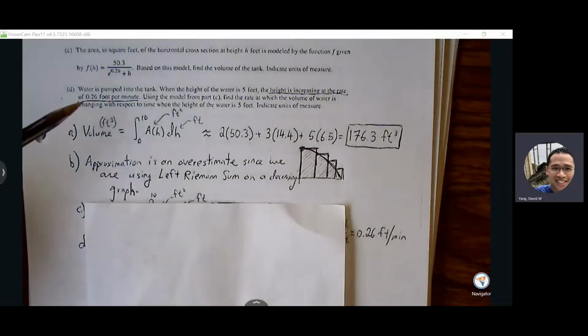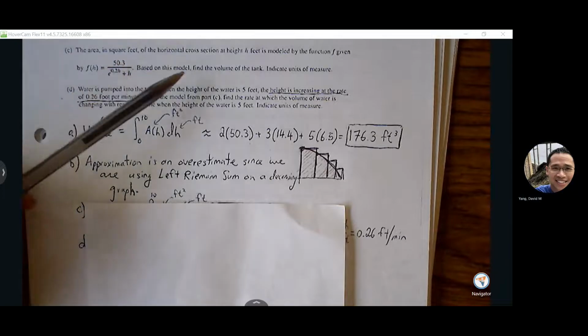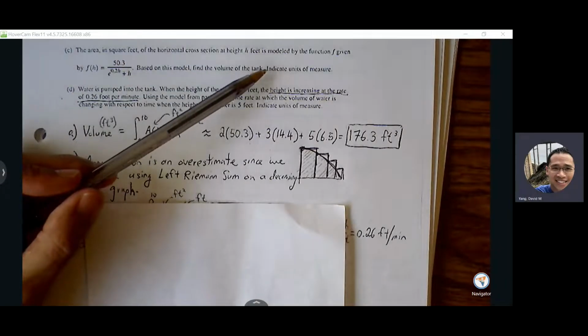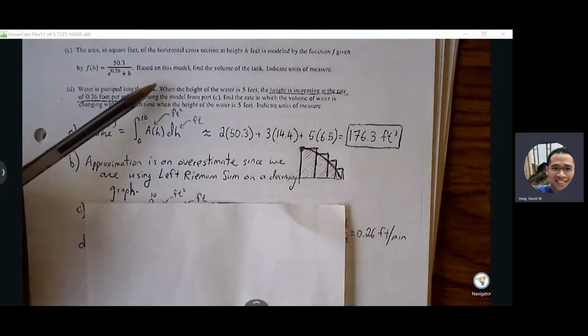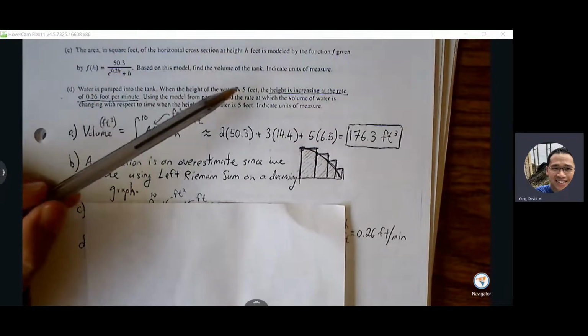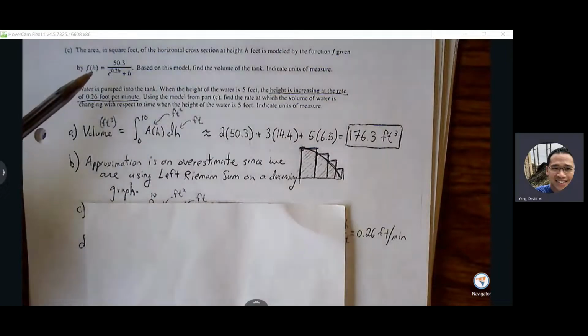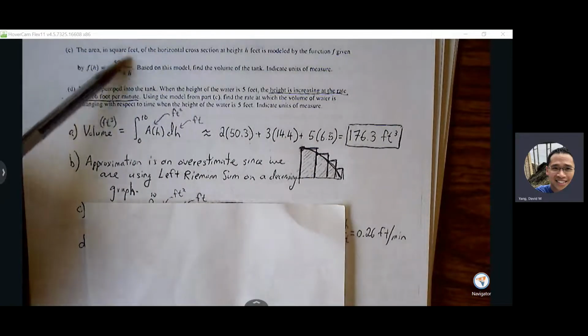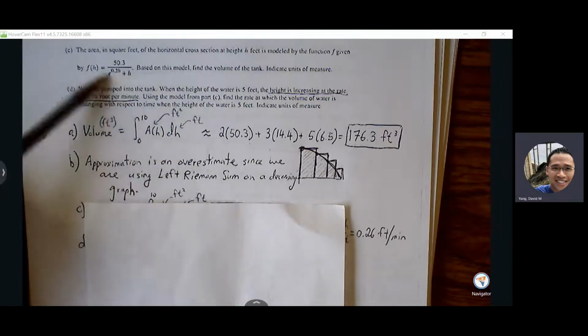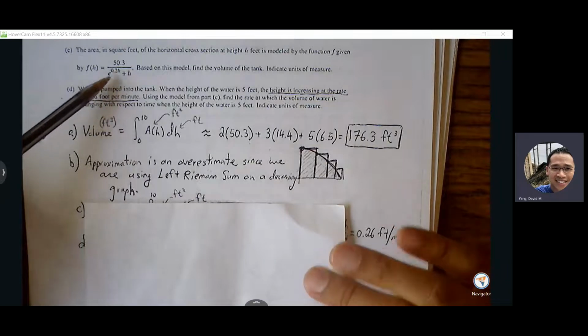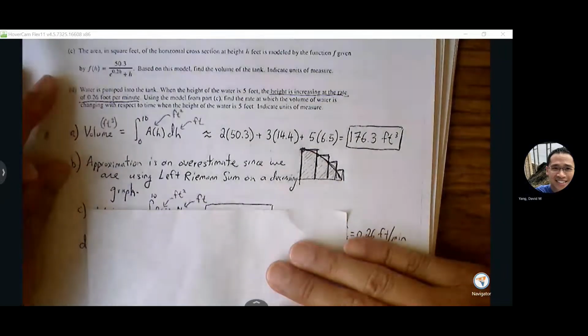Part C, the area in square feet is modeled by function f, which is given by f of h. Based on this model, find the volume of the tank. So we're already sitting in terms of area. So if I do area times dh, that will give me a volume. So I can achieve volume simply by taking the integral of my area.